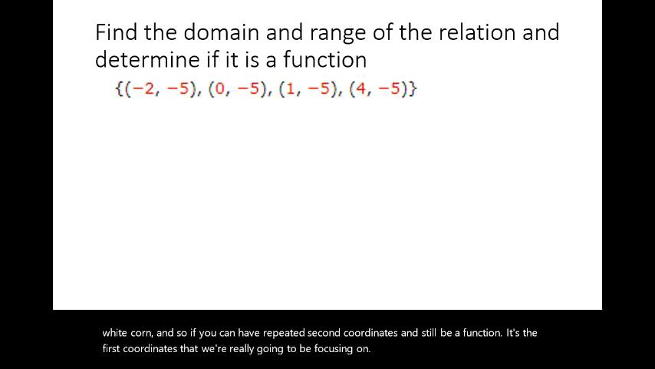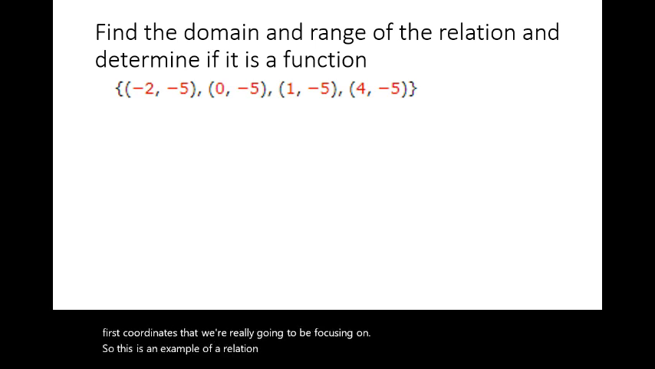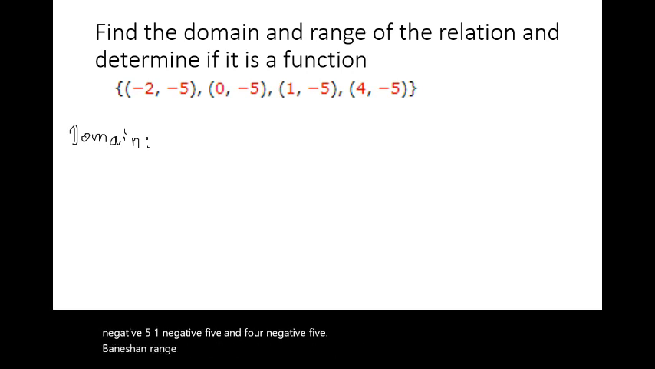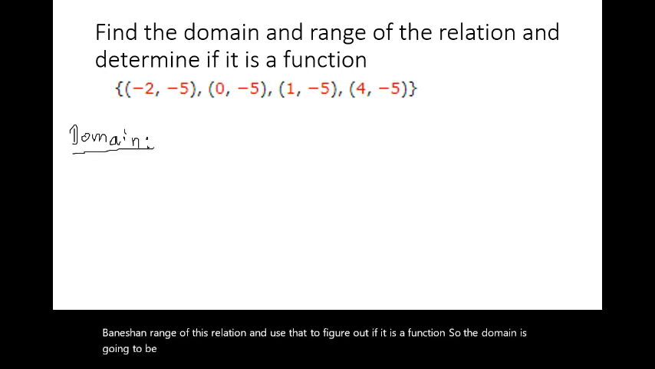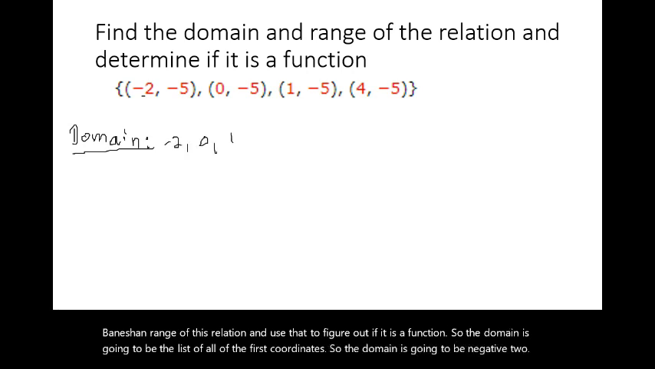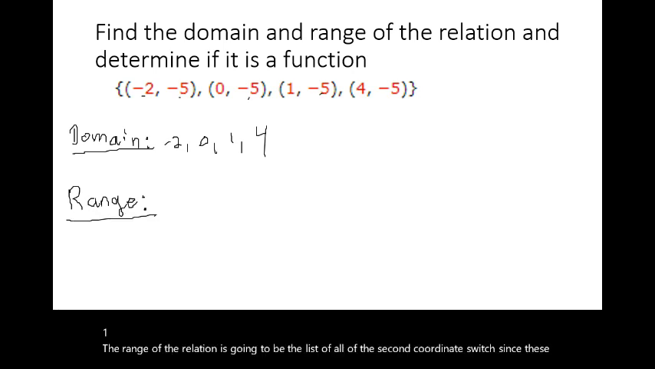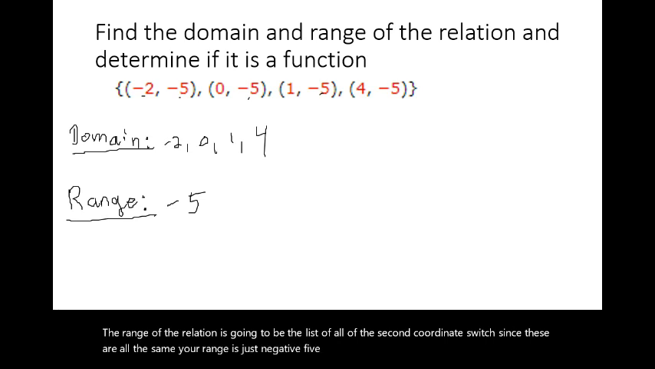So this is an example of a relation. This relation contains the points (-2, -5), (0, -5), (1, -5), and (4, -5). We're going to find the domain and range of this relation and use that to figure out if it is a function. The domain is the list of all of the first coordinates: -2, 0, 1, and 4. The range is the list of all of the second coordinates, which are all the same, so your range is just -5. You don't have to list this 4 times.